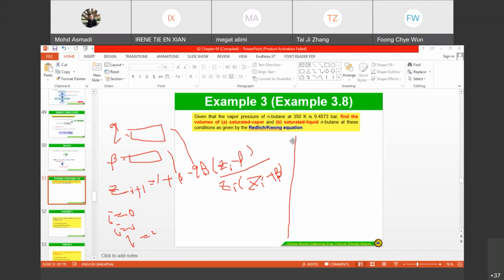TC, what? There's someone who wrote in the Jamboard. TC is equal to, okay, TC. So what is the answer?